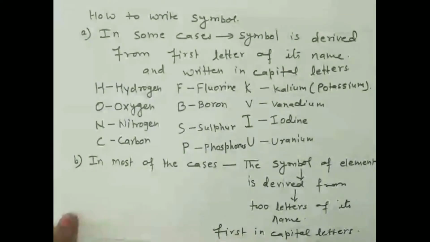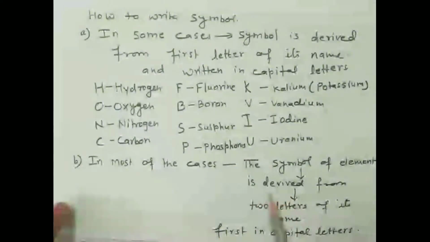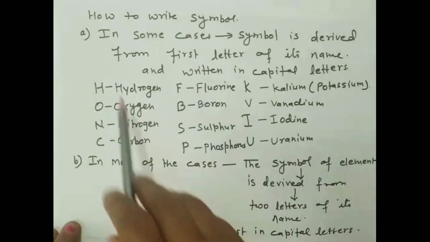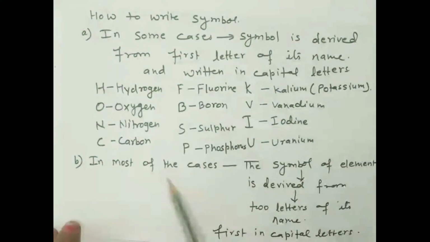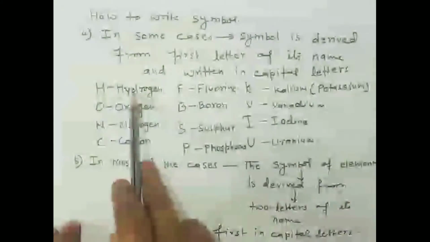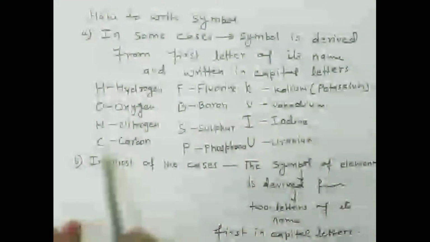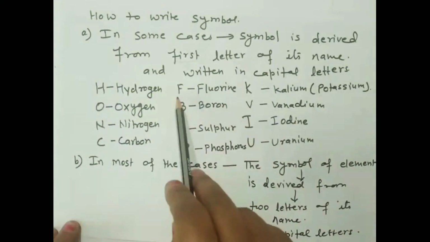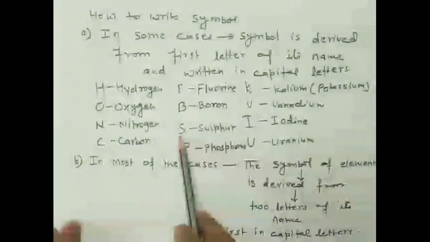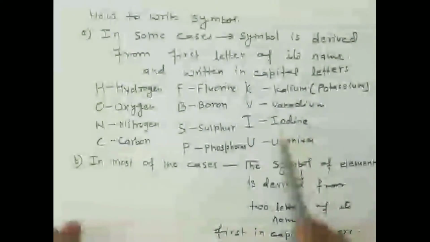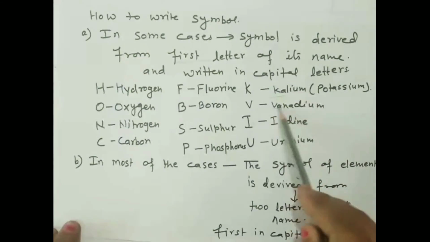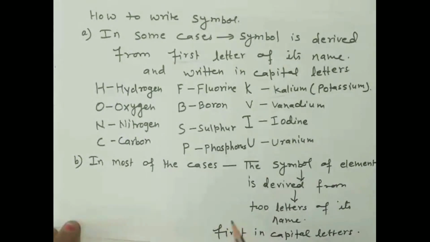How to write a symbol? The name of the symbol is derived from different methods. Suppose in the first case, in some of the cases, the symbol is just derived from the first letter of its name. Common name, English name, Latin name, first letter of its name. As for example, hydrogen is written by H, O for oxygen, N for nitrogen, C for carbon, F for fluorine, B for boron, S for sulfur, P for phosphorus, K for calcium, V for vanadium, I for iodine, U for uranium. Just the first letter of their name is taken as the symbol.